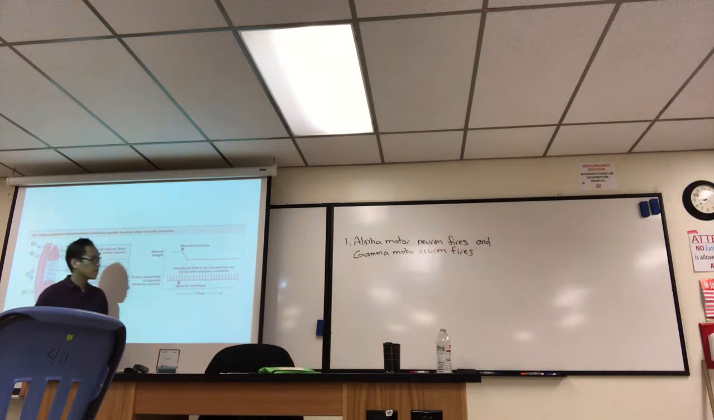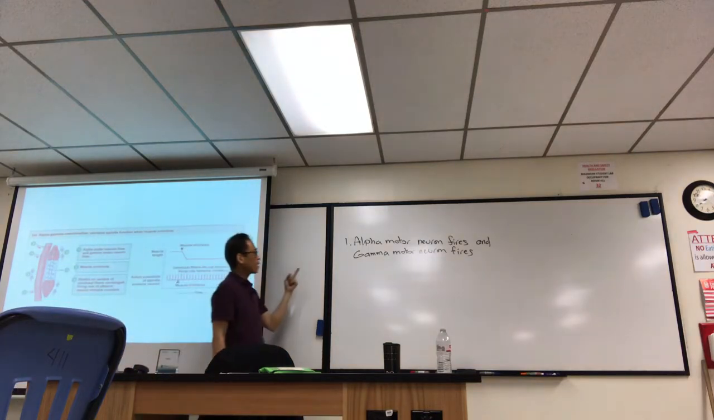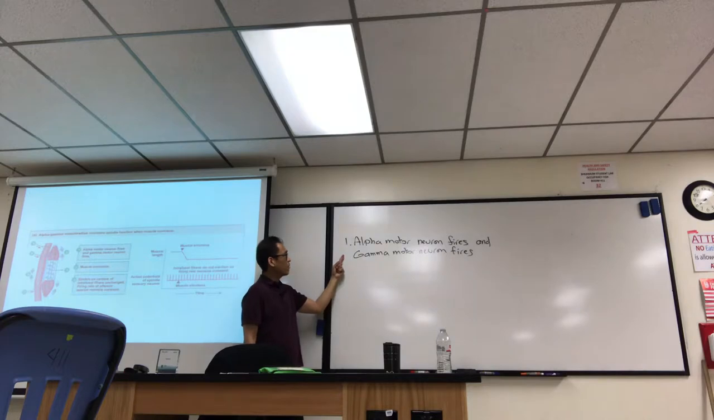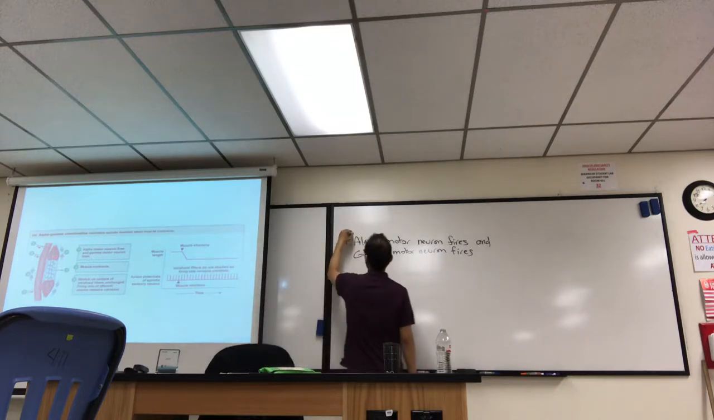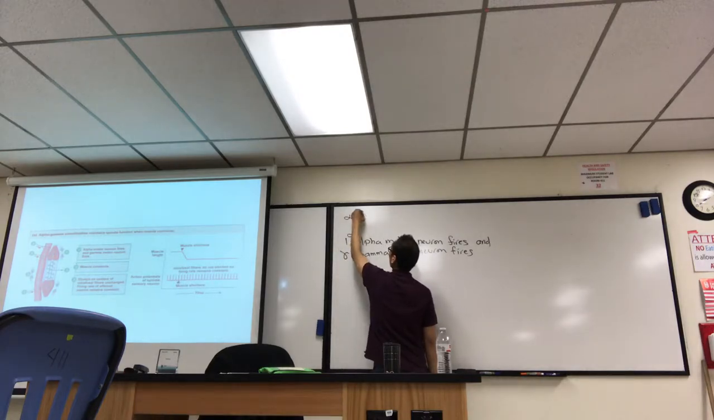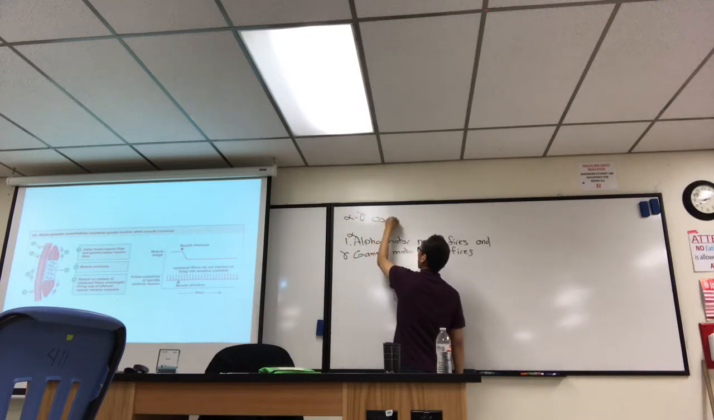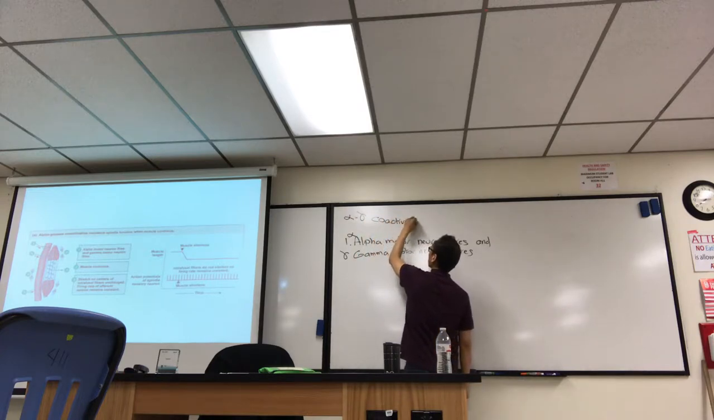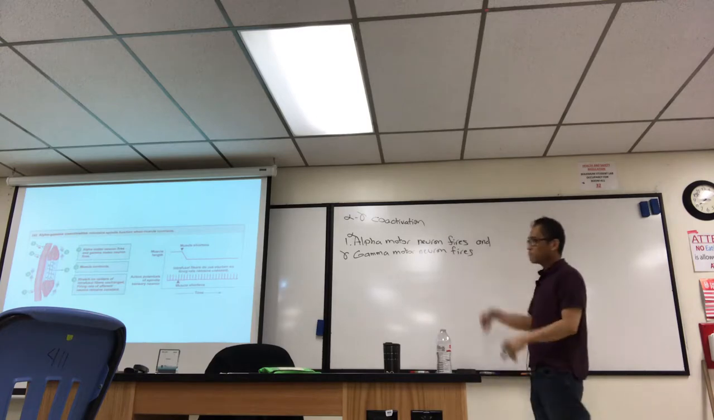Okay, so, get back to this figure. I'm going to read this again. Alpha motor neuron fires, gamma motor neuron fires. Do you see why they call this process alpha-gamma coactivation? There's the alpha, there's the gamma. Simply because they're firing kind of simultaneously.